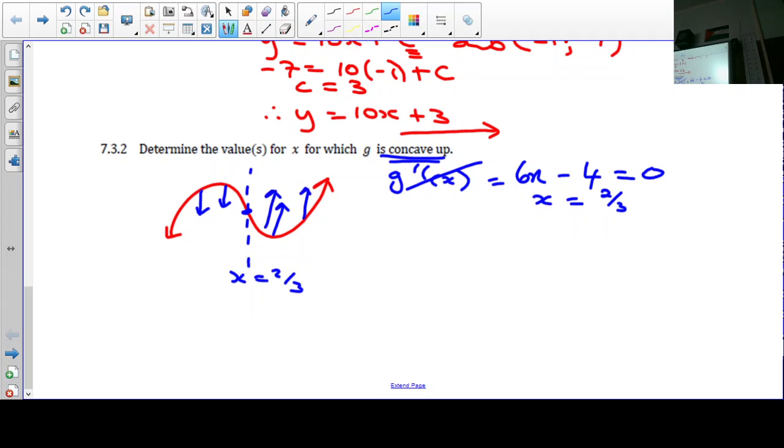What makes that concave up is if I take a ruler and draw a tangent to this graph, the graph is going to be above the tangent. The tangent is below, so it's concave up, the graph is above, anywhere along that curve. Can you see that?